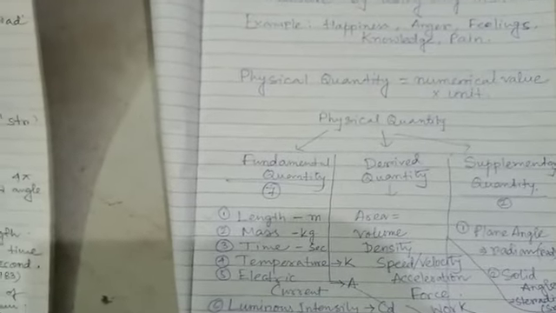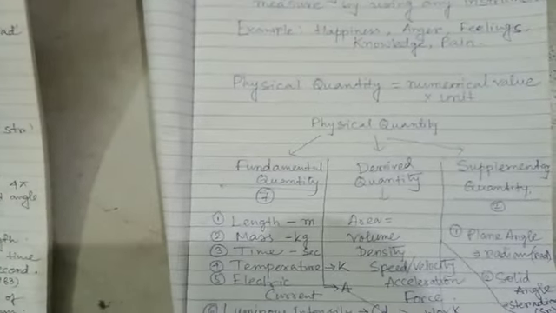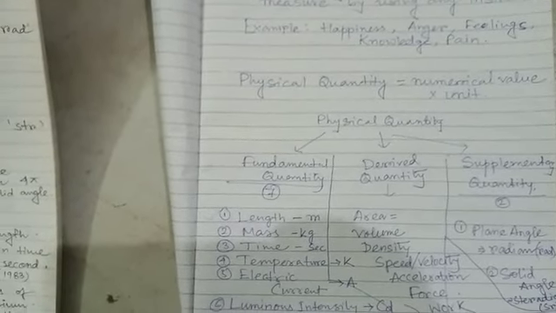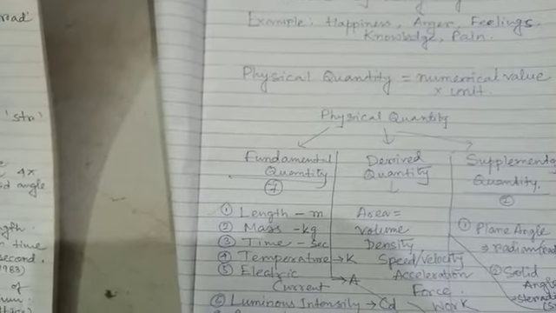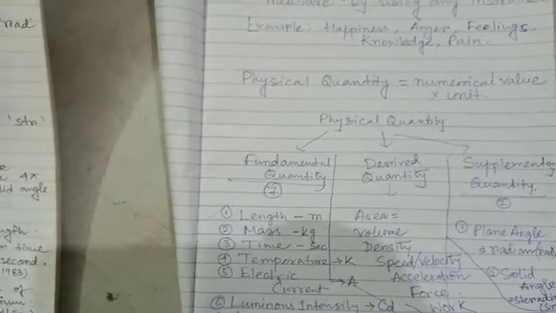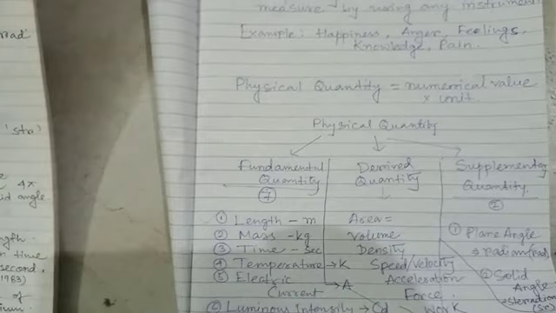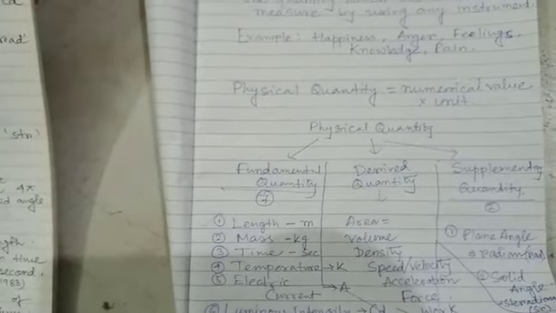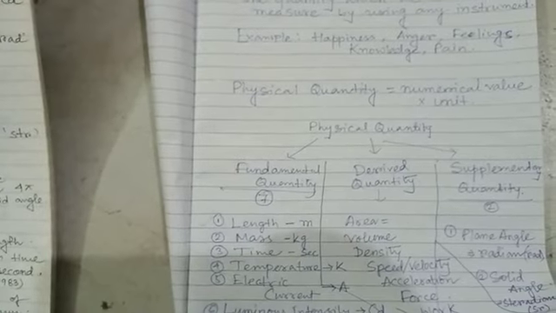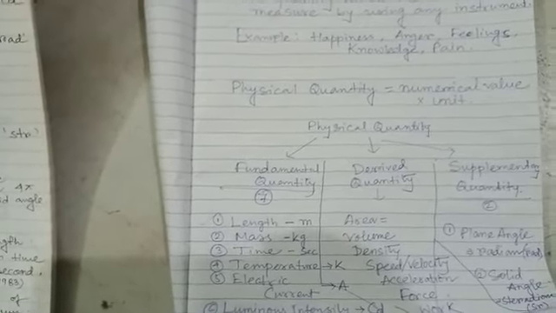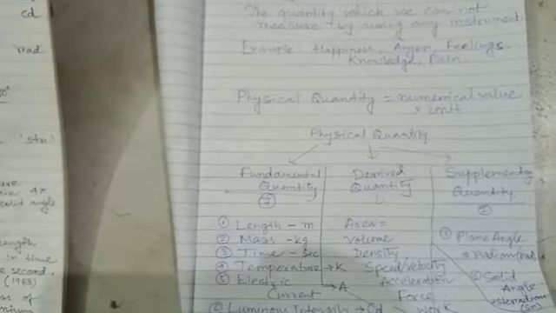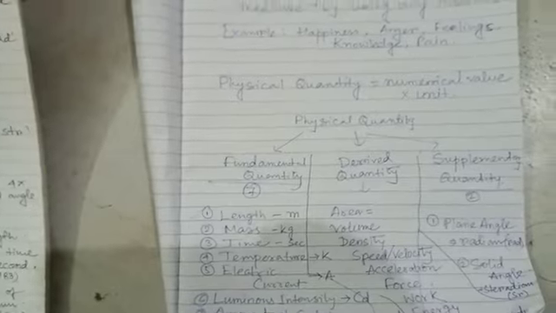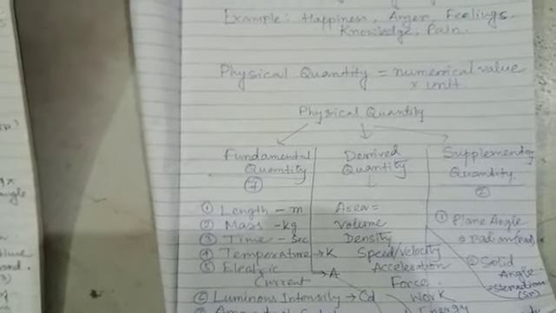Now another thing we have to know is the definition of the SI unit of the fundamental quantities, like length, mass, and time in seconds, temperature in Kelvin, electric current in ampere, luminous intensity in candela, and amount of substance in mole. We have to define these units. So what is the definition of length?